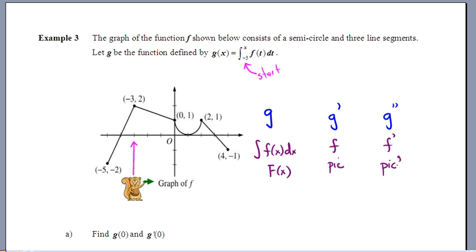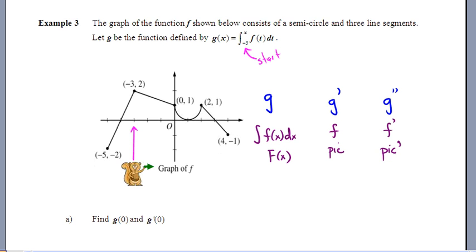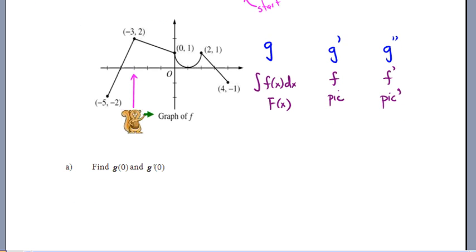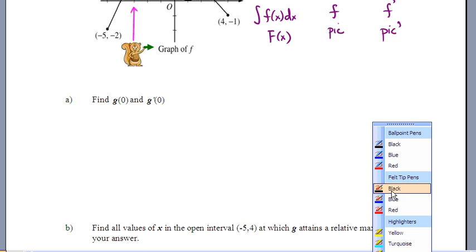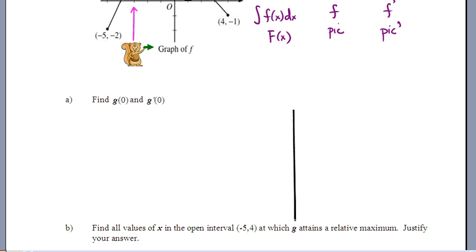Okay. First thing, we have to find g of 0 and then g prime of 0. Well, the g of 0 is the one that's the most work. So I'm just going to make some space here, because I need lots of space to do g of 0, maybe not so much to do g prime of 0. So g of 0, if that's what they want me to do, then they're asking me to find the integral from -3 as a start to 0 underneath f. Whether I write of t or of x makes no difference at all.